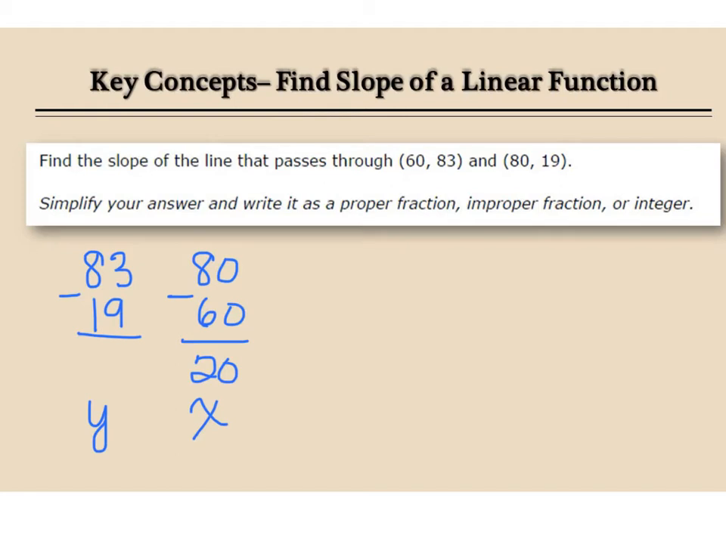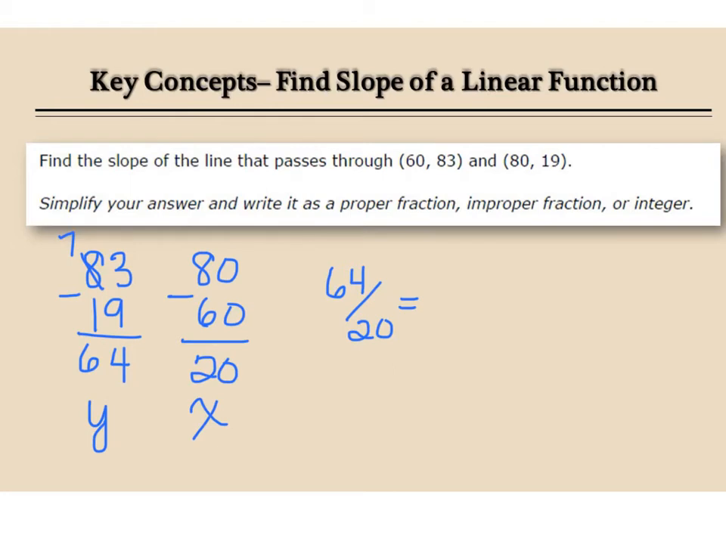and on my y's, I have 64. Alright, so I'm going to make a fraction out of that. The change in y's goes on top. So I have 64 over 20. Now I need to reduce that.